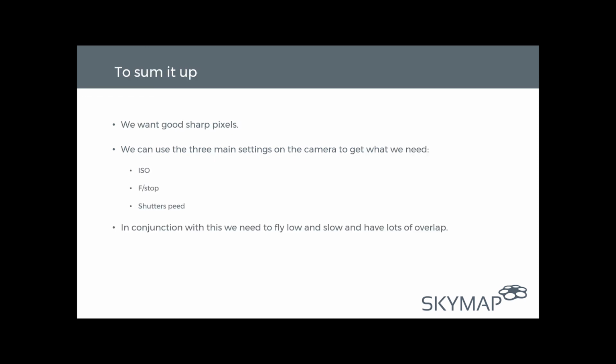So, to sum it up, we want good, sharp pixels. We can use the three main settings on the camera to get what we need: the ISO, the f-stop, and the shutter speed. And in conjunction with this, we need to fly low and slow and have lots of overlap.